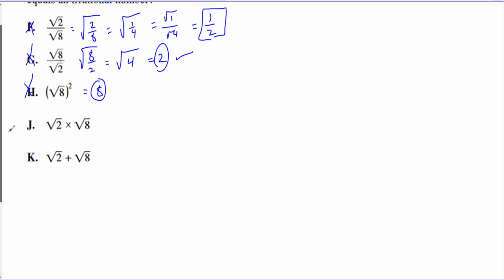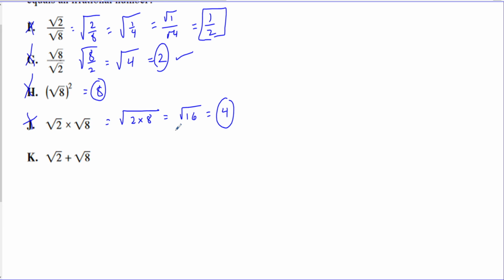Letter J: the square root of 8 times the square root of 16 is the same as just multiplying them under the same radical, 2 times 8, which is the square root of 16, and that's just 4. Again, a nice whole number.